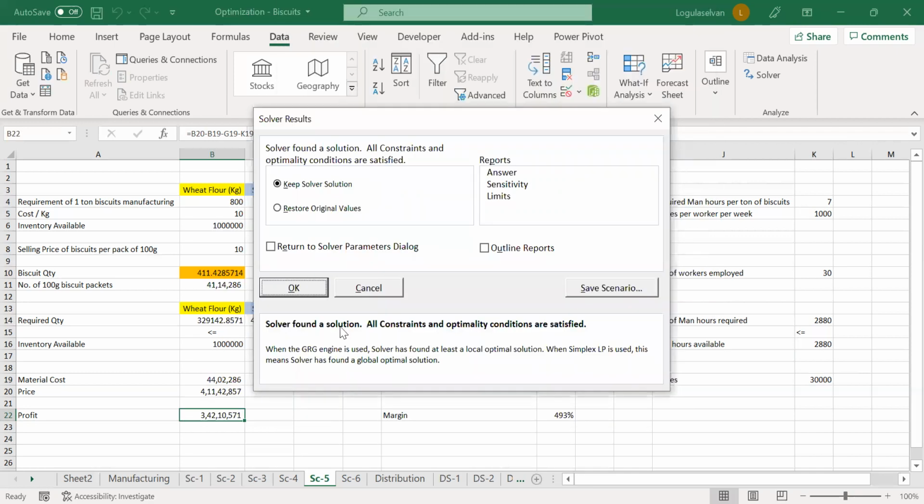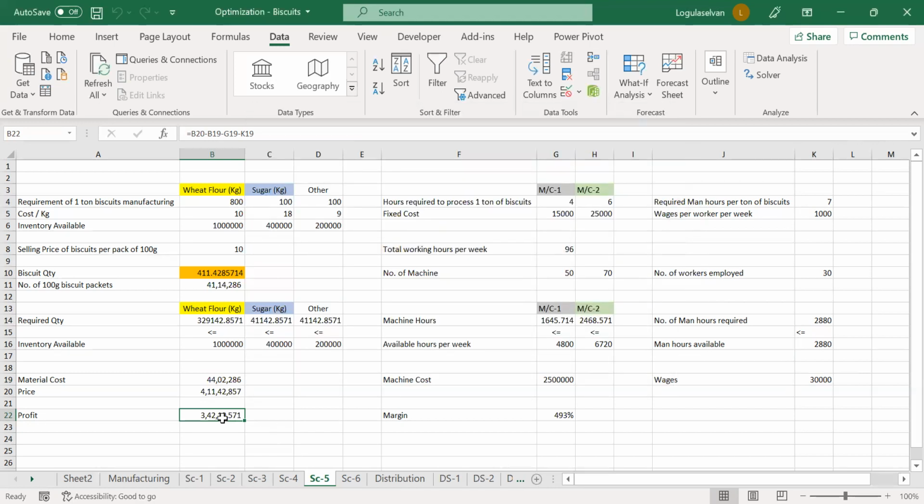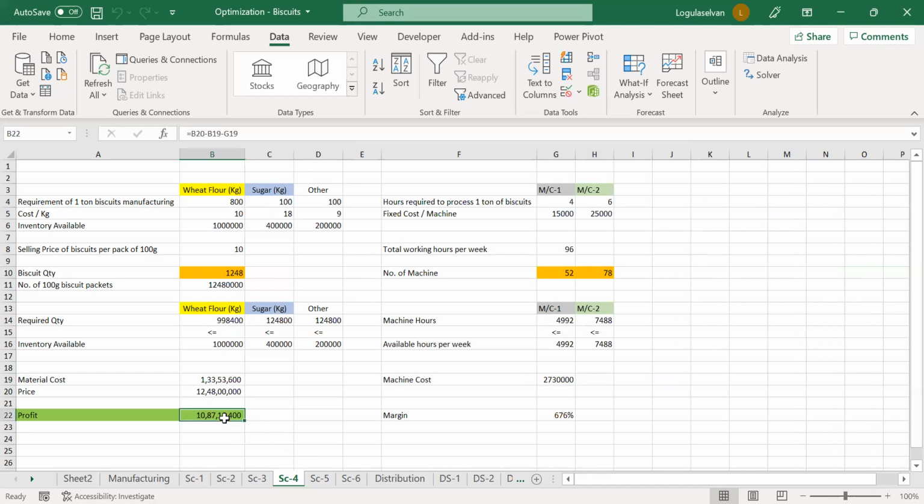Once you click solve, you're getting an answer of around 3 crores. So now they have increased the number of machines to increase the profit, but the manpower, whatever they are having, is not allowing them to maximize their profit. So last time, after increasing the machine hours, you can see the profit was increased drastically from 2.5 crore to 10.87 crore.